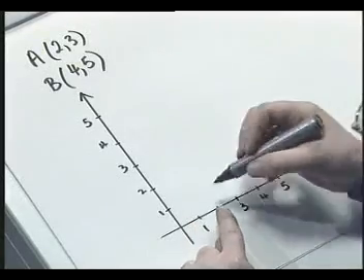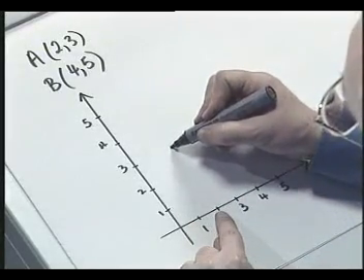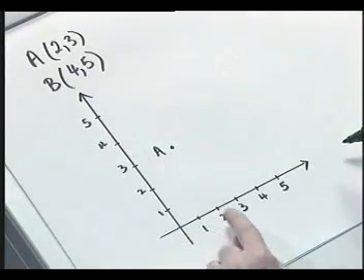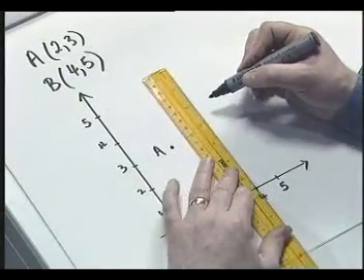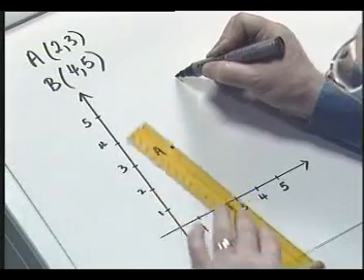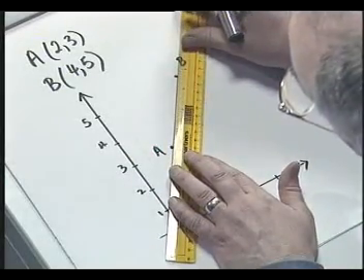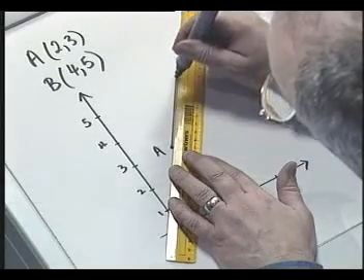So A is the point 2, 3. So here's point A. And point B is 4, 5. So B will be up here, round about there. And there's my line segment AB.